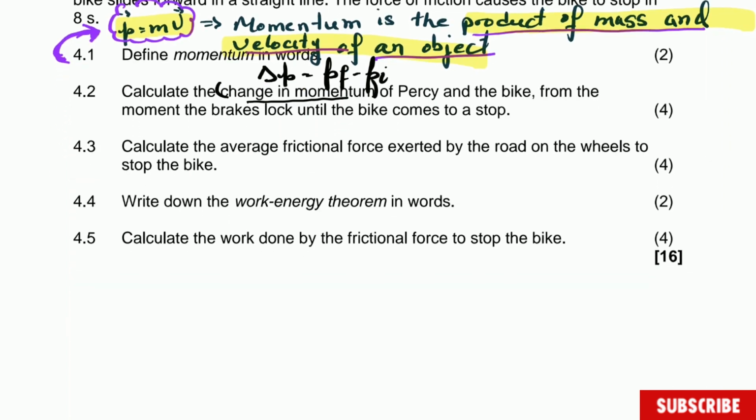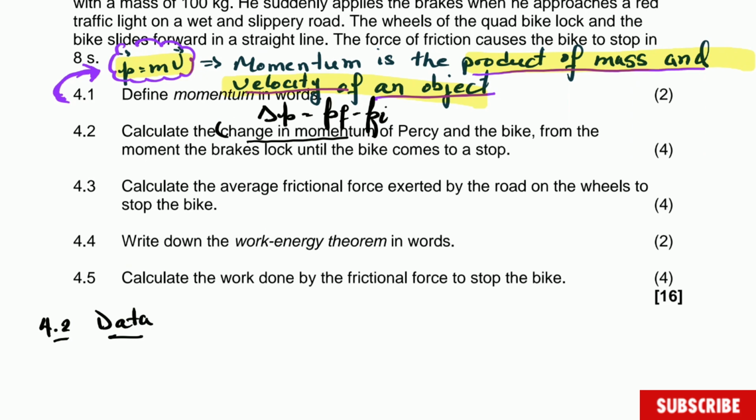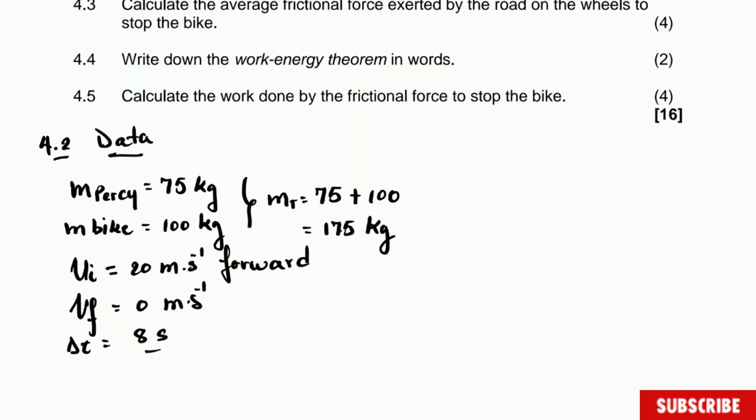Now, let's answer this question 4.2 here, but as usual, I'm going to write down the data we have there. Okay, I'm going to write all the data and I'll be back just now. Okay guys, here is the data. The mass of Percy and the mass of the bike together is a mass of 175 kilograms. The initial velocity of the bike with Percy on is 20 meters per second. I wrote forward. The final velocity is 0 because it stops, delta t is 8 seconds, and then you are looking for the change in momentum. That is the question mark.